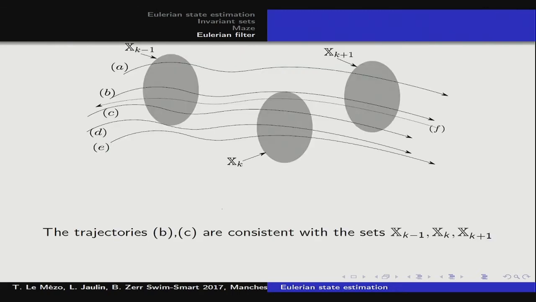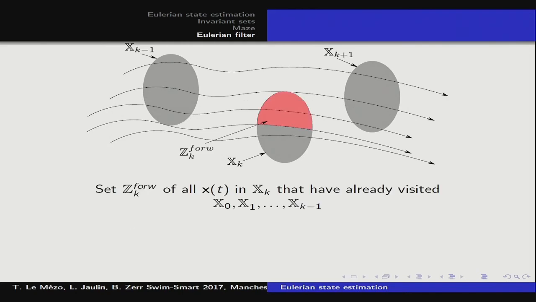So I have a representation here. First I have some evolution, some trajectory. So this trajectory visits xk minus 1, xk plus 1, but not xk, or maybe later. So I do not respect the order, so this trajectory is not good. Okay. The trajectory B is good. The trajectory F is not good because it is in the wrong sense. The trajectory C is also good, and so on. Okay, you understand which one is a good one?